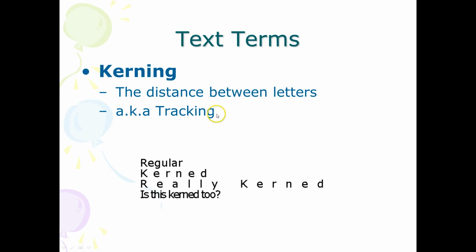Tracking refers to kerning all letters. So if I have a whole block of text, a whole word, or a whole paragraph, the technical term for that would be tracking. When the letters between all of those are spaced out in a whole big block, it's called tracking.